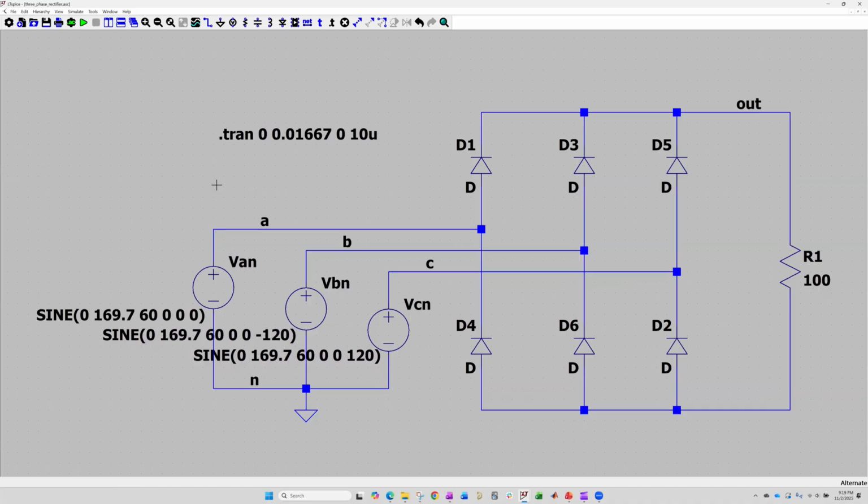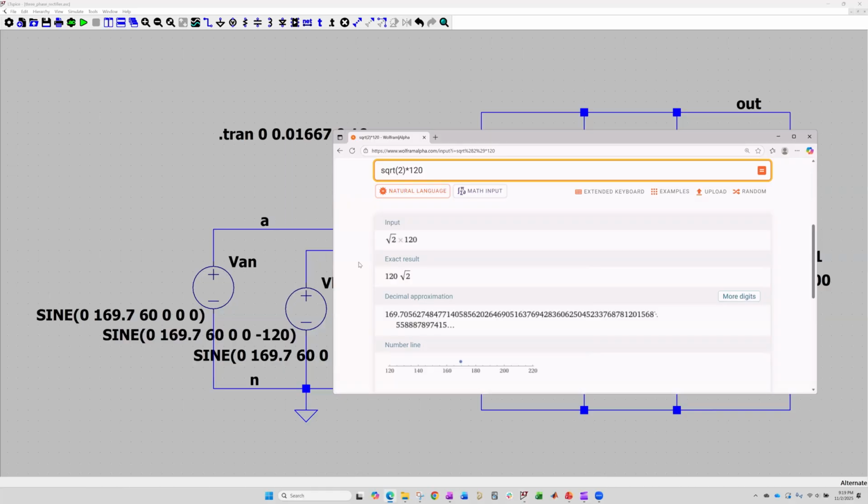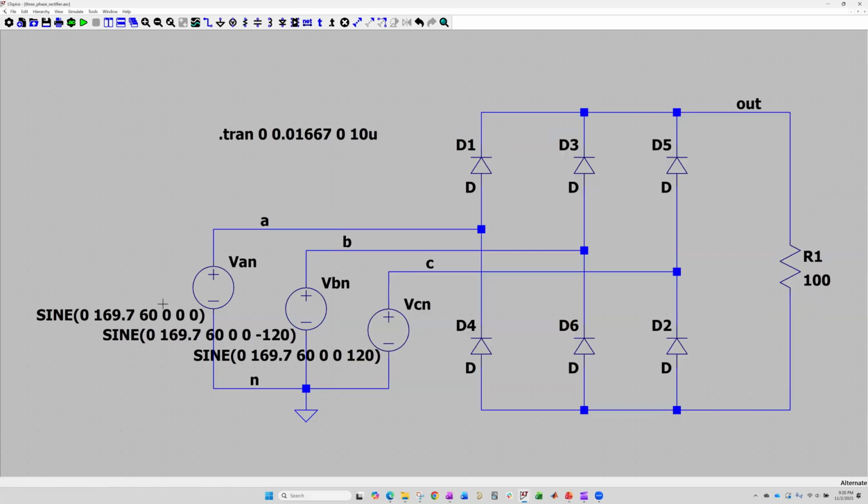So we've just completed the hand analysis, and now I've pulled up an LTSpice schematic of the circuit we just discussed to verify our results through simulation. So here I have the three-phase voltage sources entered that are 120 degrees apart from each other. And the magnitude is 169.7, which is the square root of 2 times the RMS value of 120 volts. So that's the peak value of our line to neutral phase voltages.